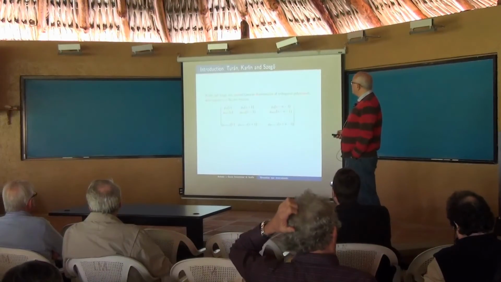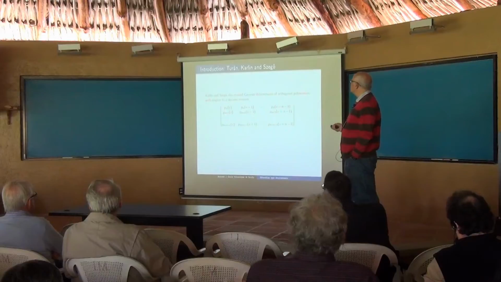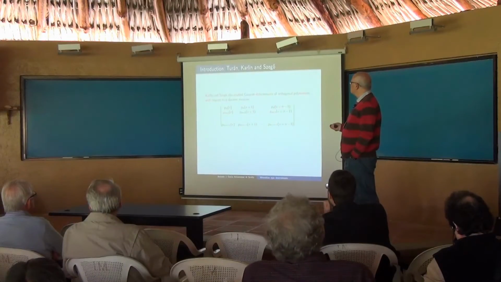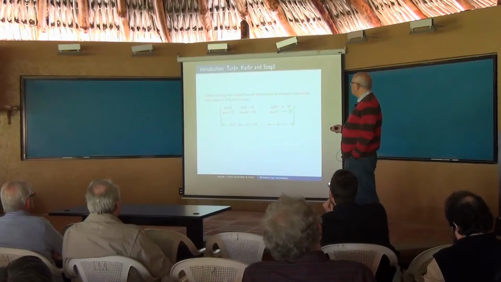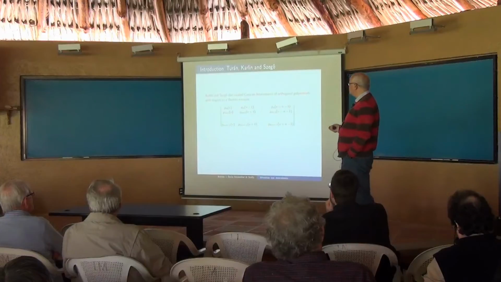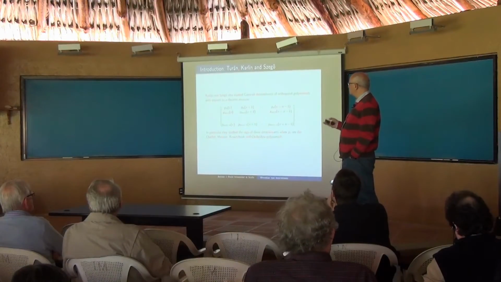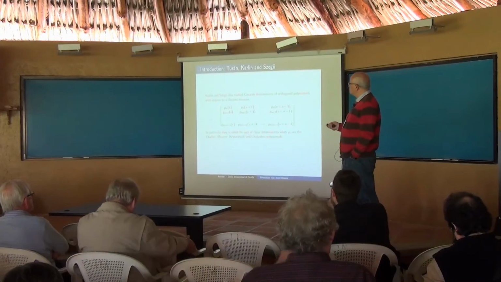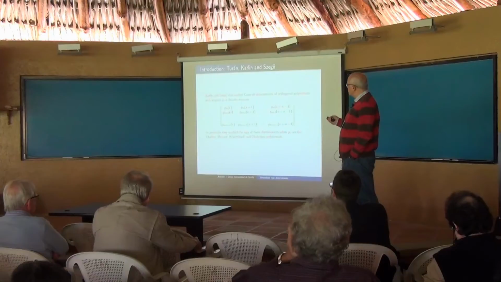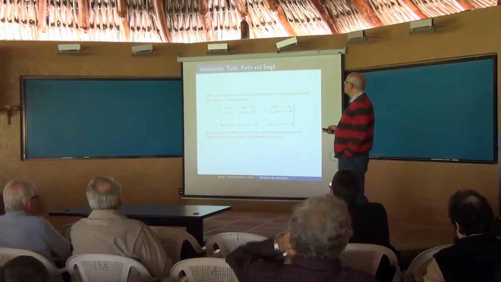Carlin and Sego also consider this Casoratian determinant of n consecutive polynomials. They study the sign of this determinant when the polynomials Pn are some families of classical discrete orthogonal polynomials.